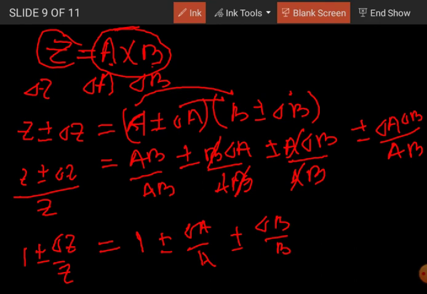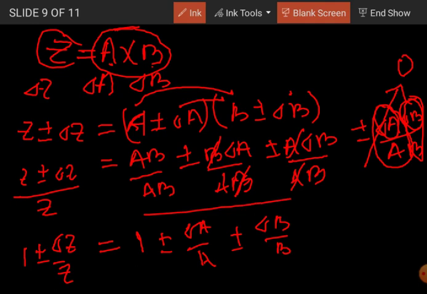And you see here, as I told you, that delta a is a very small quantity, delta b is also a very small quantity. So your delta a by a will be a very much smaller quantity. Delta b by b will again be a much smaller quantity. So when you multiply two much smaller quantities, it will be again much smaller. So this can be neglected, as this is very small when you compare it with the remaining terms. So we can neglect this and we will simply write like this.